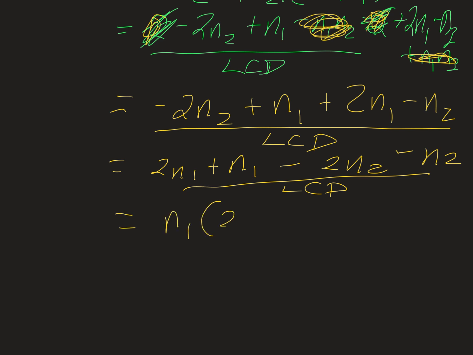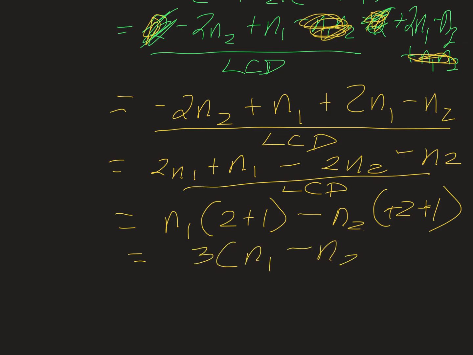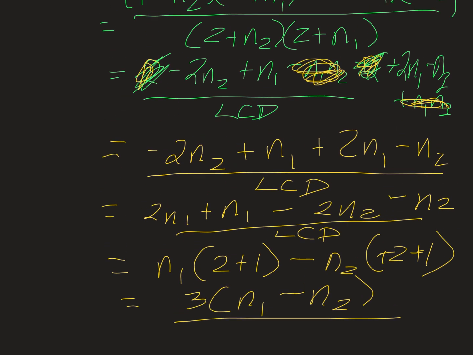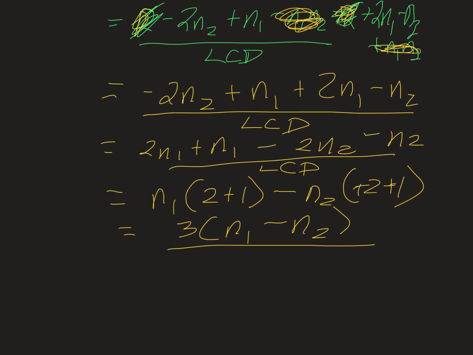factoring the n1, we get 2 plus 1, minus n2, doing grouping factoring, which will be negative 2 minus 1, like that. Oh, I factored a negative, so it'll be plus. Okay? So this will be equal to 3n1 minus 3n2, or 3 times n1 minus n2, like that. And you can look at all the factoring. And that's over our least common denominator, which, if you'll remember, was 2 plus n2, 2 plus n1.